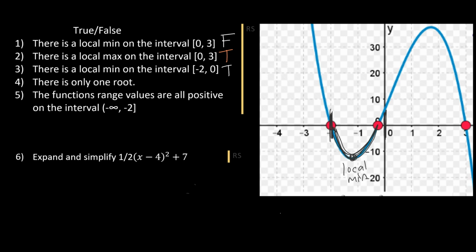There is only one root. Is there only one root? No. Why not? Why is there not only one root? How many are there? There are 3. Where are they?